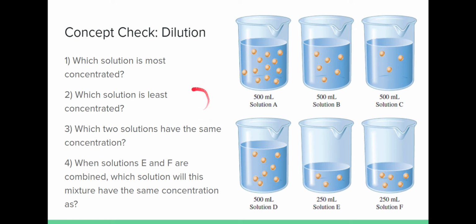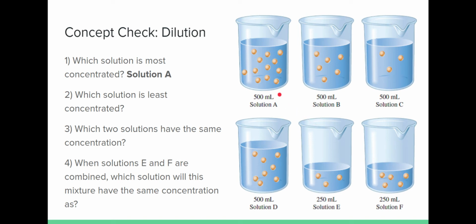In terms of which of these solutions is the most concentrated, that would be solution A. Solution A clearly has the most number of solute particles. It has about 12 here per unit volume, 500. Even if I go down to some of the solutions down here, this solution has half the volume as solution A, but it doesn't have nearly as many particles per unit volume because it only has 5, which is less than half of 12.